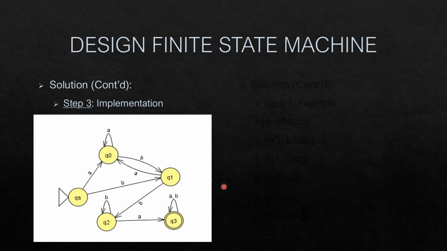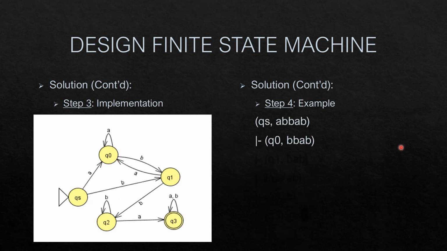The state transition diagram will be somewhat like this, that is from QS we go to Q0 and Q1, from Q0 to Q0 and Q1, from Q1 to Q0 and Q2, from Q2 to Q2 and Q3. From Q3 we will be staying in the same state because here it is a trap state, as we are not concerned with the rest of the input string other than BBA. So here the pattern is getting formed, BBA. Let us take an example.